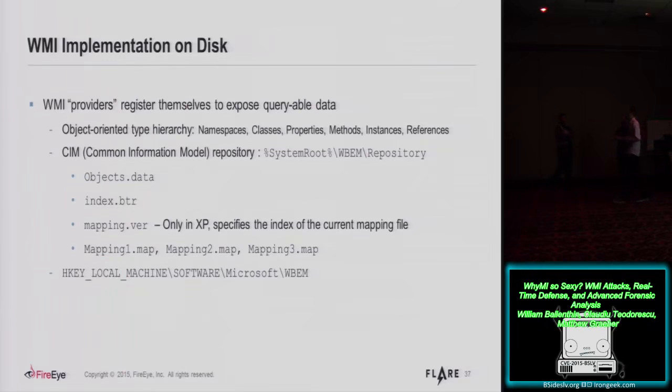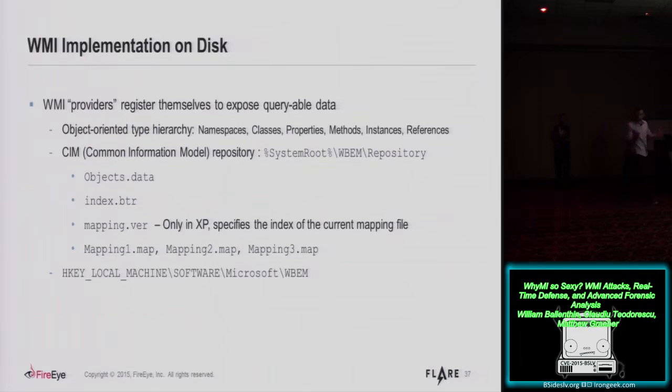This is the common information model, which just defines basically the schema of what's going on and anything that's been persisted on the system. So like those persistence techniques and the filter to consumer bindings that we talked about a minute ago, those are stored in this CIM repository.